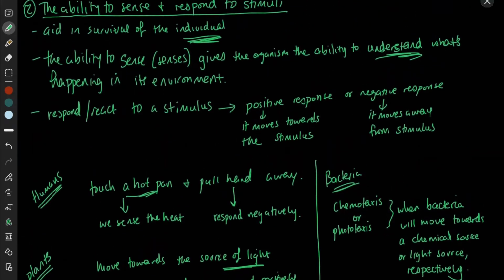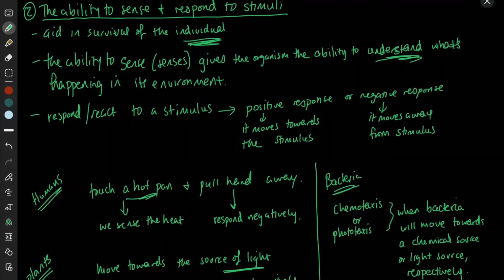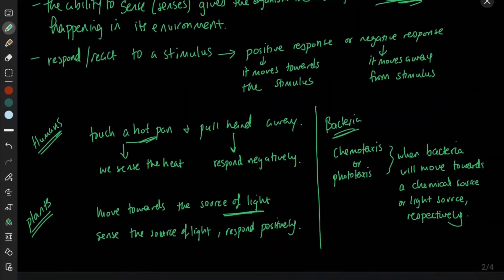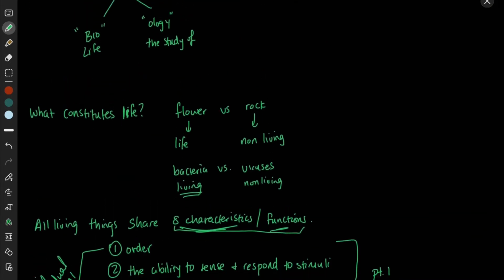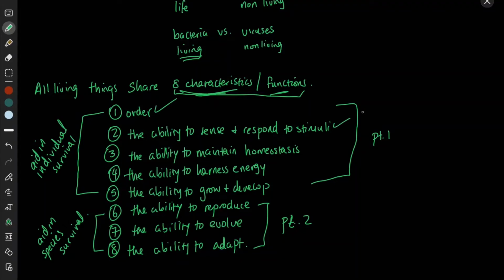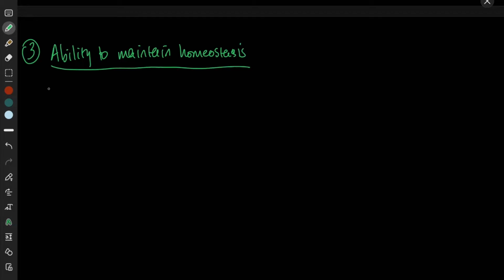So hopefully that gives you guys a couple of examples of what we mean by having the ability to sense and respond to stimuli. Okay, so now let's look at the next one. We just did the ability to sense and respond to stimuli, and now we're going to do the ability to maintain homeostasis. So, this is actually really important as well. Homeostasis. Again, this is another one of those characteristics or functions that aids in survival.